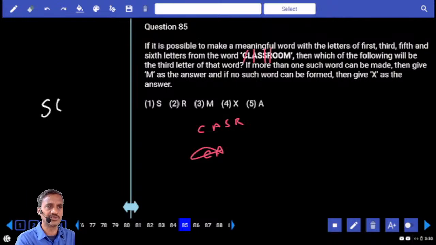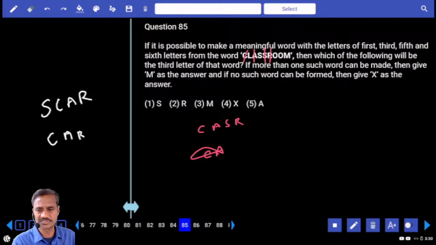Scar. S-C-A-R, scar. Isn't it? Then next one, at the same time, any other thing we have? C-A-R-S. Which one following the third letter of the word? No, sir, plural cannot be taken as a word. Okay? Plural cannot be taken as a word. Anything else you have?